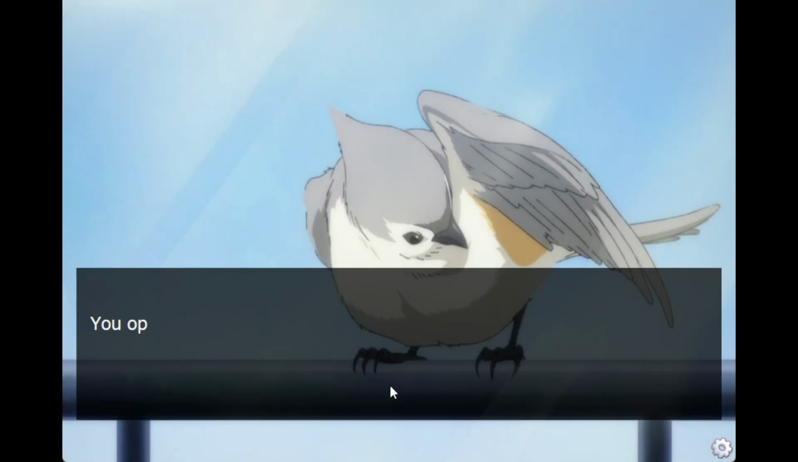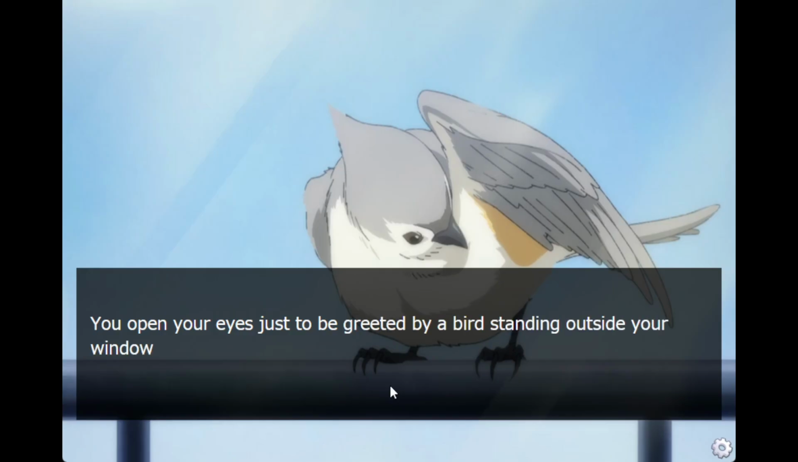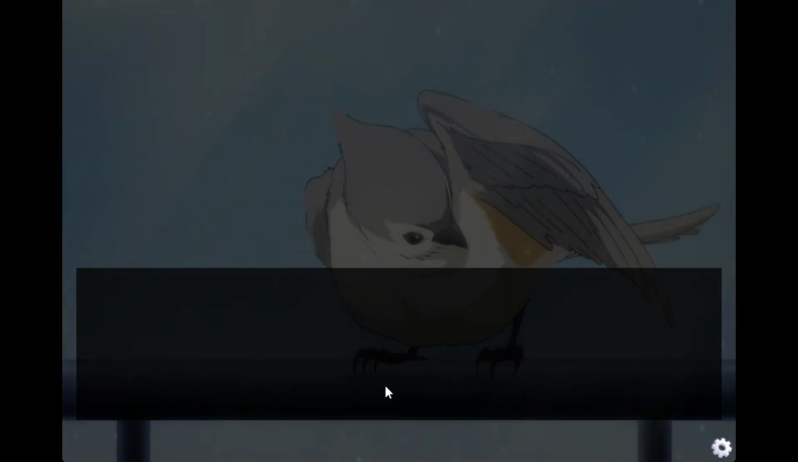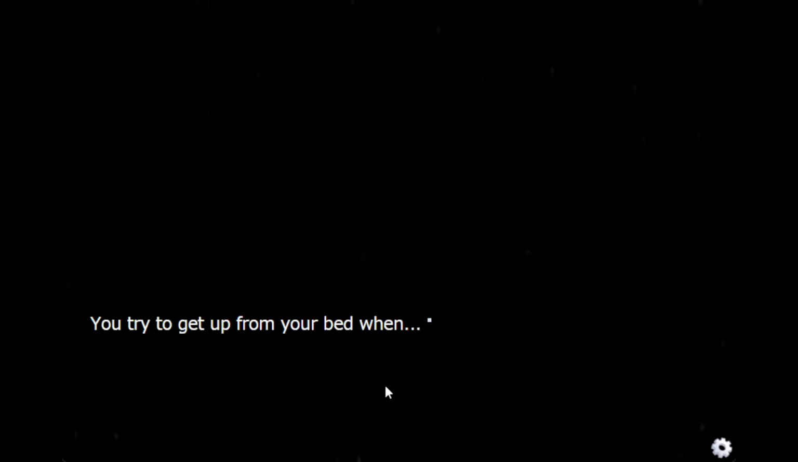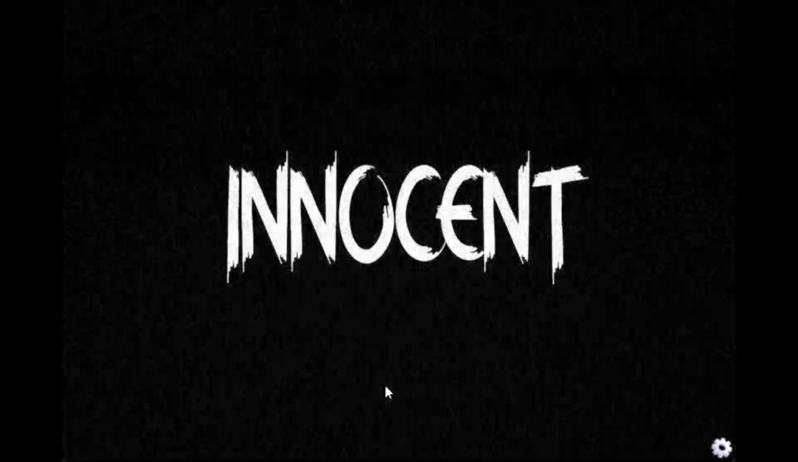Am I gonna get killed? You open your eyes to be greeted by a bird standing outside your window. Seems you survived. You try to get up from your bed when... Innocent. Okay. The word innocent suddenly flashes before your eyes. It seems your special role worked. You've got your answer. A sudden knock on the door startles you.